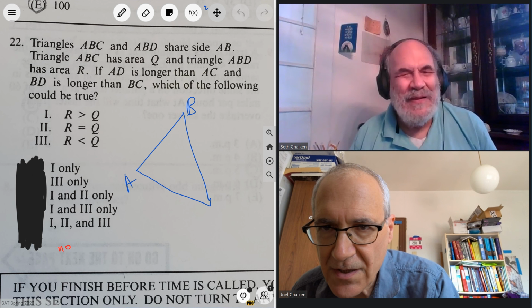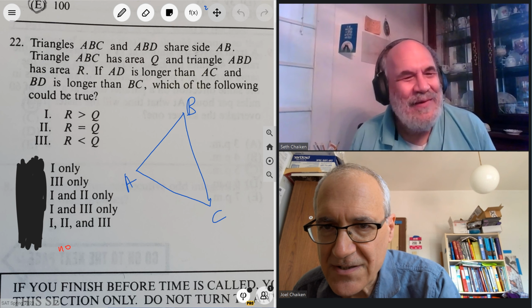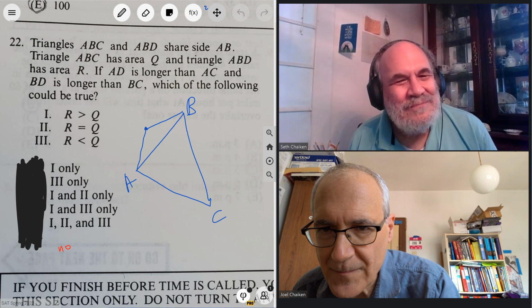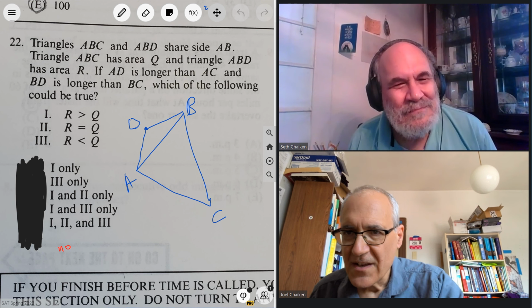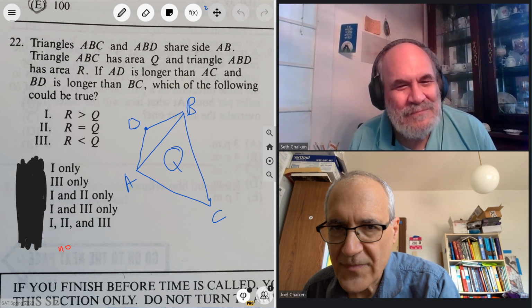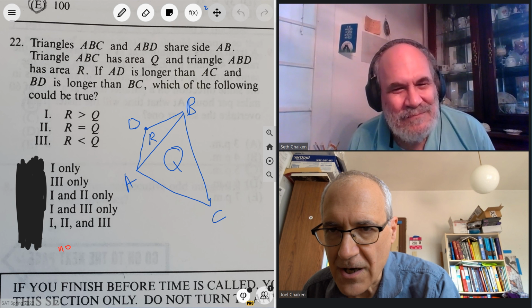A, B, C, and then ABD. So we make D a little funky. We put it there. It's isosceles, but for now, okay. Now, triangle ABC is area Q, and triangle ABD is area R.